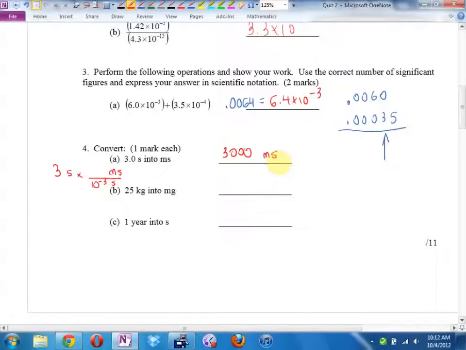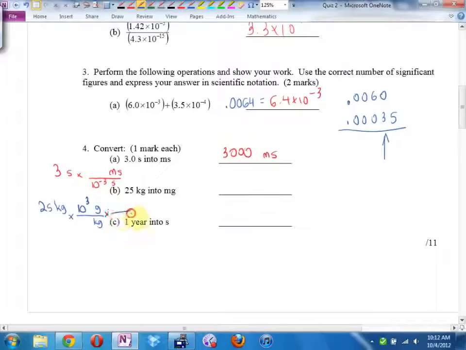25 kilograms into milligrams. This is going to be a 2-step question. 25 kg times, so I want kg to cancel. I can go to grams. The prefix k on my formula sheet, hey, that's a 10 to the third.